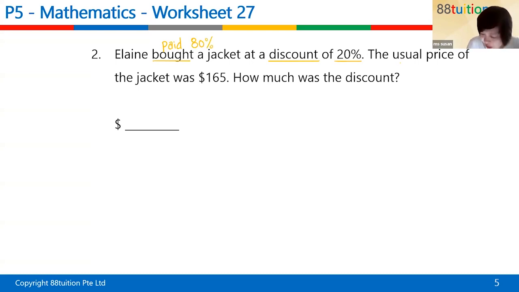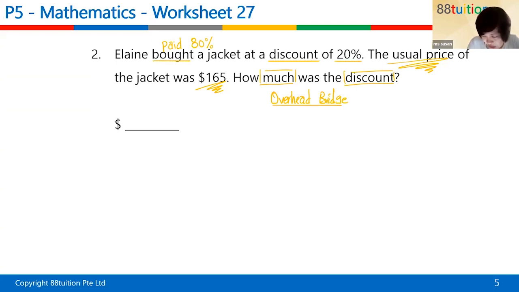Okay. And the thing is that he tells you that the usual price of the jacket was 165. And then the question asks you, how much was the discount? So we are going to use overhead bridge. How does this work? Let's take a look. We are going to equalize them. Okay. Which and which equalize? Of course, the one that you know. And that is the usual price.